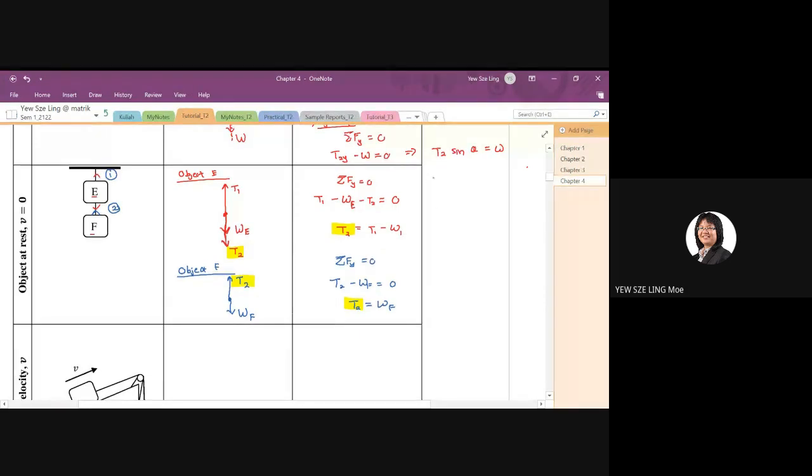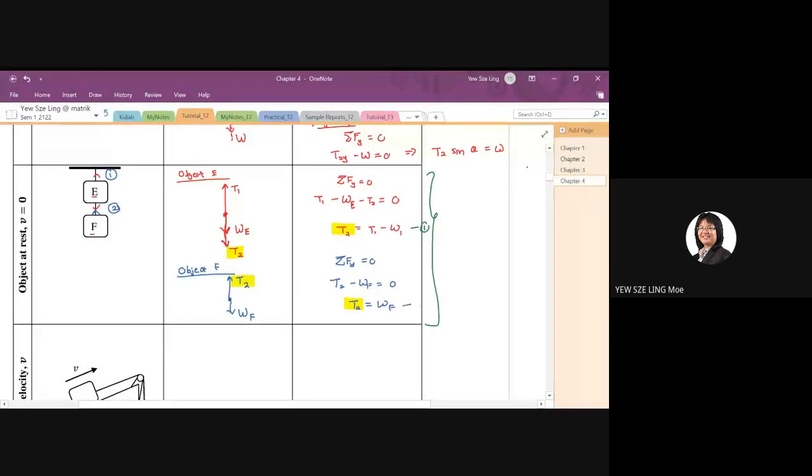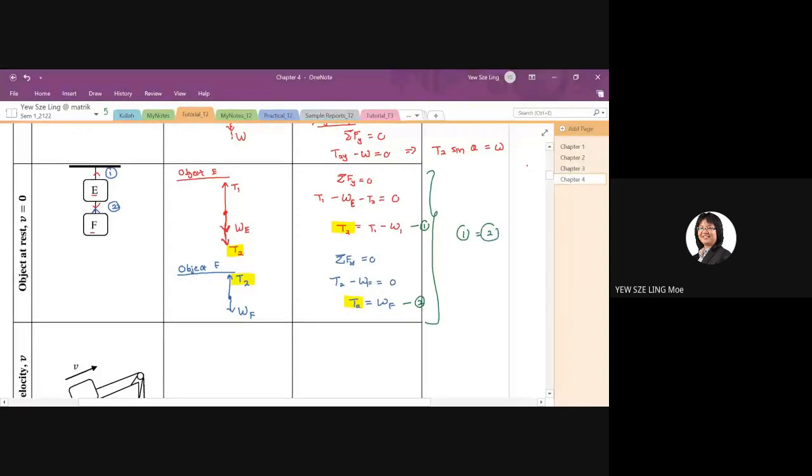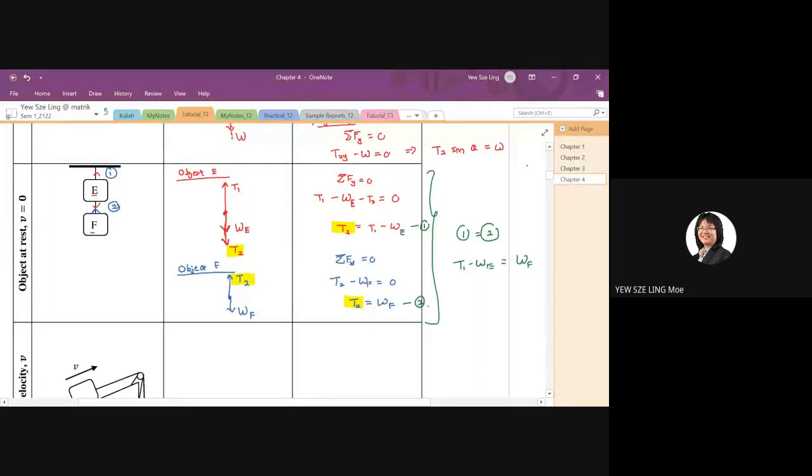You can then do simultaneous equations if needed. If you need to join these two equations together, then this is your equation 1 and this is your equation 2. You can then equate equation 1 to equation 2. Therefore, T1 minus WE is actually equal to WF. That's it. So that is how you simplify. That is how you solve the questions that involve more than one object. There must be something you can use to join both equations together, right?